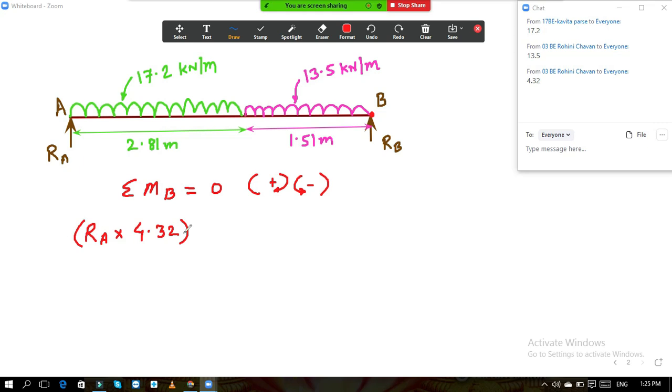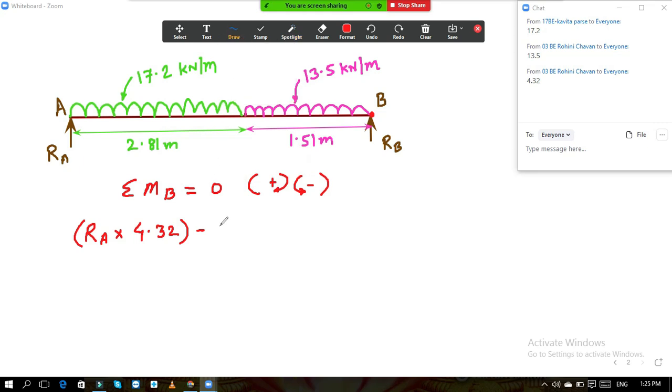So this is plus. Then next is this UDL. It is moving in downward direction. So if you see this load above point B, it will rotate in this fashion. This is the anti-clockwise direction. So it is minus.